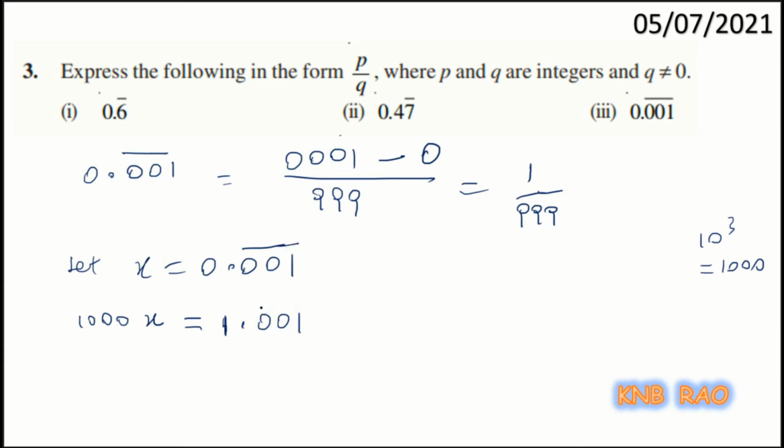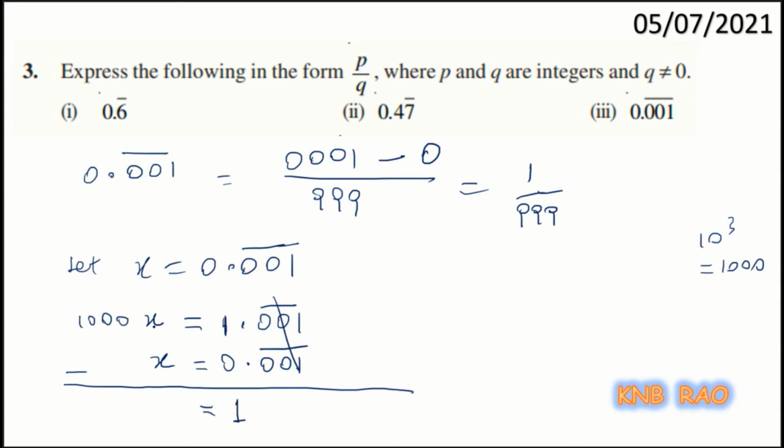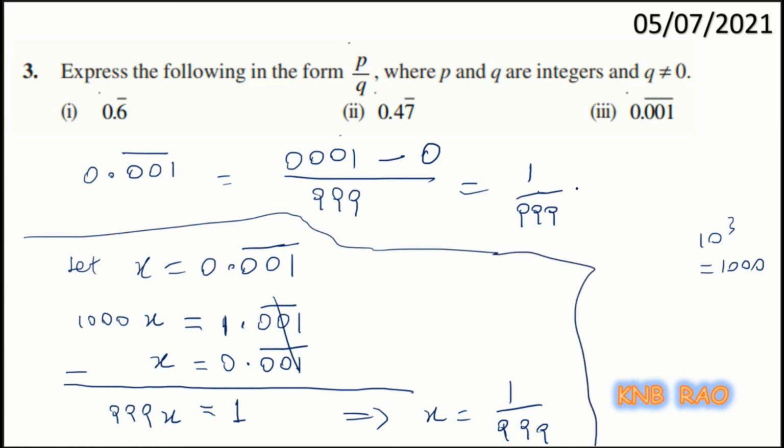Okay. And x is taken to subtract from this 1000x. So, 0.001 bar. So, this decimal portion cancels. So, 1 minus 0 is 1 and 1000x minus x is 999x and the value of x is 1 upon 999. Okay. So, this is how it is done in the traditional method, and in the shortcut also you have solved it.